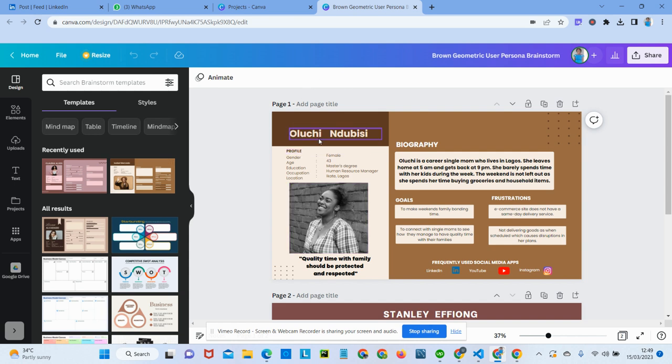So I said, okay, this persona's name is Oluchi, and this is her gender. She's female, age 43. She has a master's degree. She's a human resource manager, and she lives in Lagos. And her quote is: quality time with family should be protected and respected. And why did I create this persona?